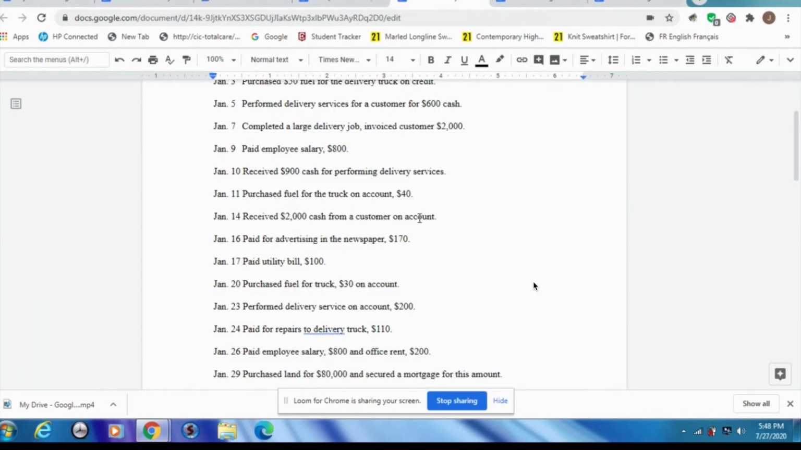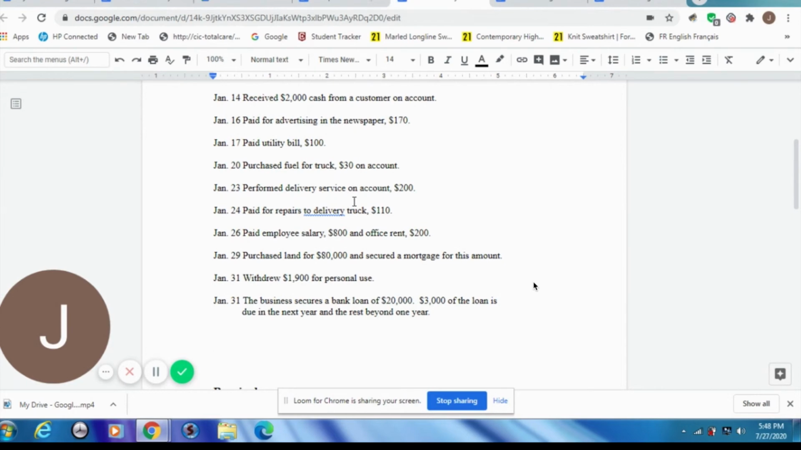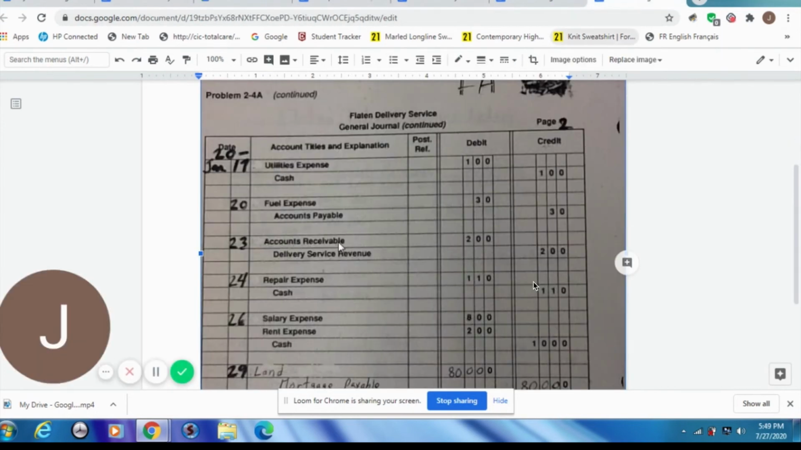Okay, so we go back and look at the transaction sheet, and on January 23, you can see here, the next one says performed delivery services on account. So once again, we're making a sale. This time it's a credit sale. Okay, so let's go to our journal, and on the 23rd, we'll debit accounts receivable $200, and we'll credit delivery service revenue $200 as well. Okay, leave a blank space, and we go back to our transactions.